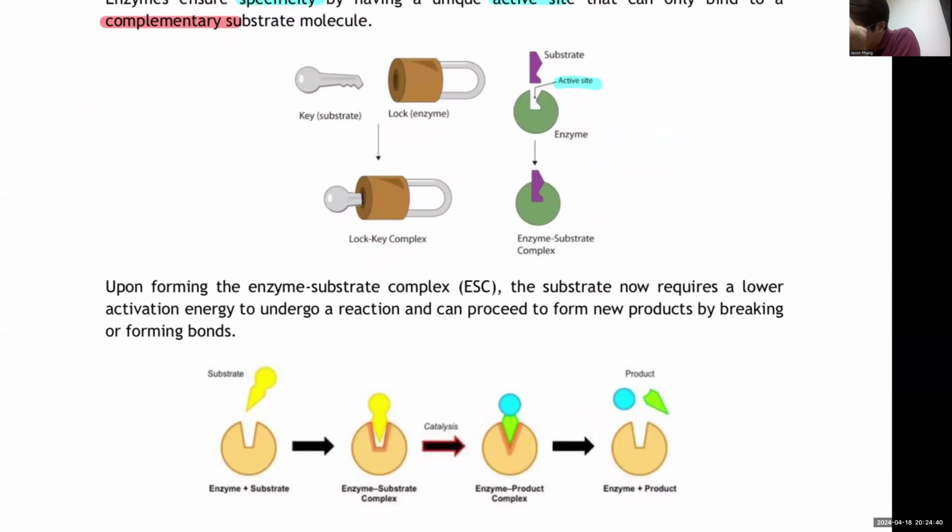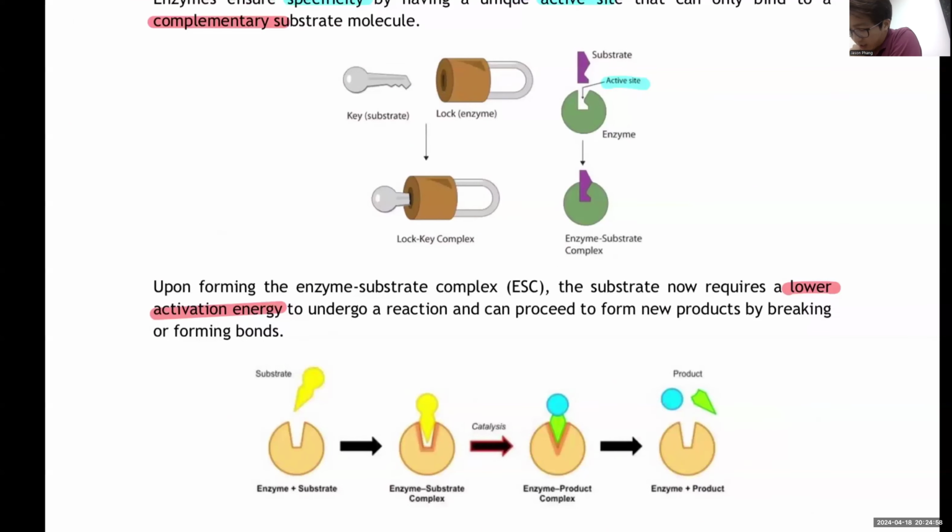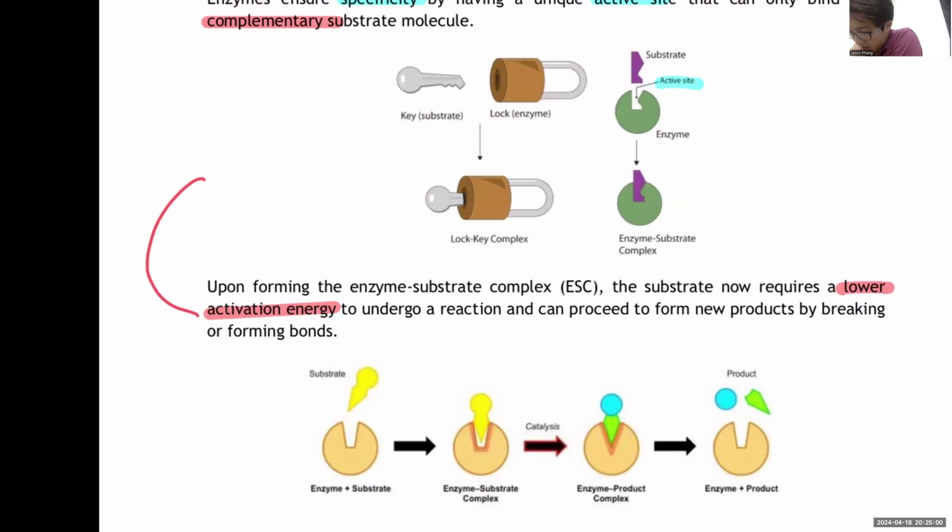The most amazing thing about how enzymes work is to lower something that we call the activation energy. Can someone help me understand activation energy better? Who has done this in school already? What does activation energy refer to? Okay, close enough.